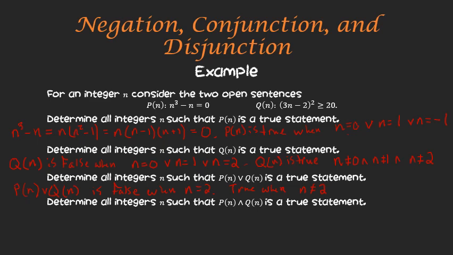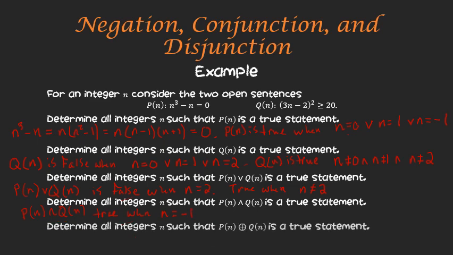So Q of 0 is false. Q of 1 is false. But then Q of -1 is true. So it looks like at -1 that makes both P and Q true. So the only thing that this is going to work for is when n is -1. So P of n and Q of n is true when n equals -1. That's the only way to make it true.